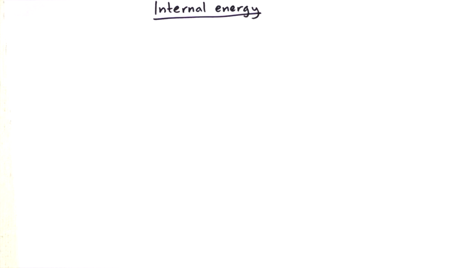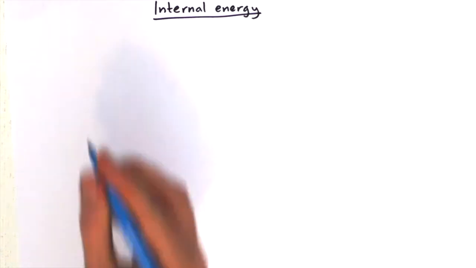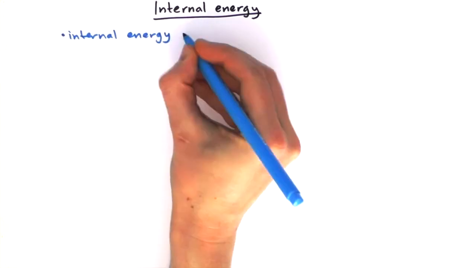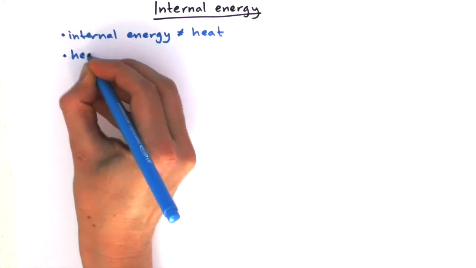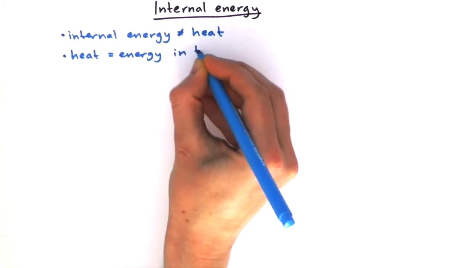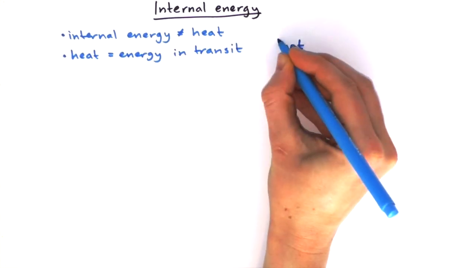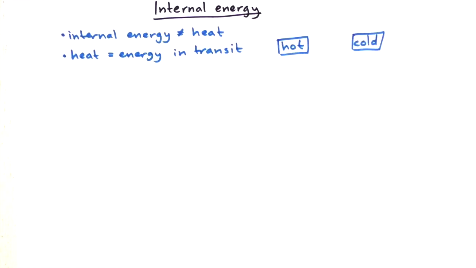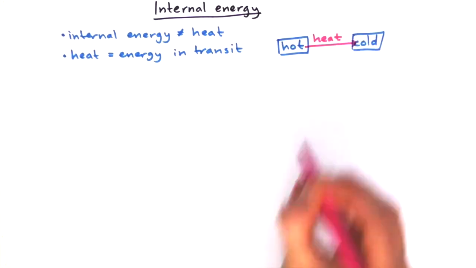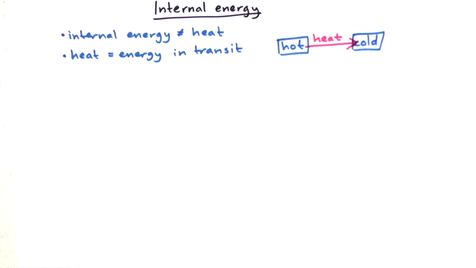Internal energy is not the same thing as heat, even though many people get them mixed up. Heat is energy in transit. Basically, when we have a hot object and a cold object, heat is the energy moving from the hot one to the cold one because of their difference in temperature. So that's what heat is. Internal energy is related to heat, but it's not the same thing as heat.